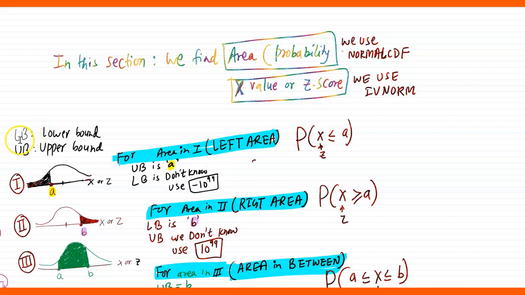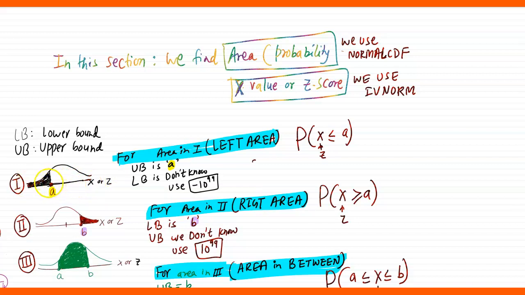I use the acronym LB for lower bound and UB for upper bound. Look at this symmetrical bell-shaped curve. This point here is the mean, obviously, and this line here is either x or z. This is the x value, the data value, or the z score, which will go here.